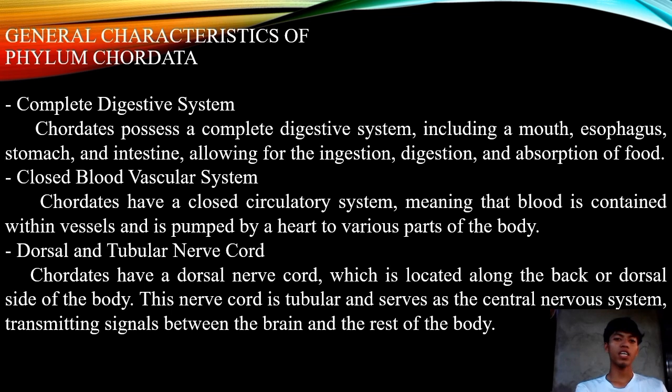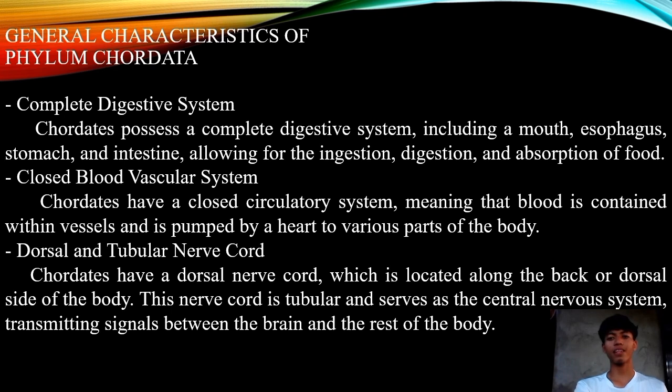Chordates have a complete digestive system consisting of a mouth, esophagus, stomach, intestines, and anus. This system allows them the ingestion, digestion, absorption, and elimination of food. So next, we have closed blood vascular system.